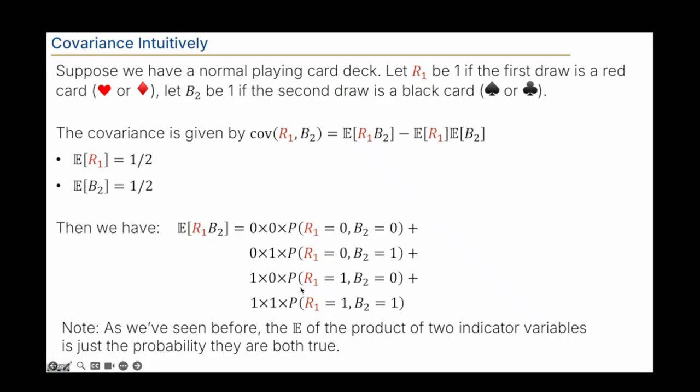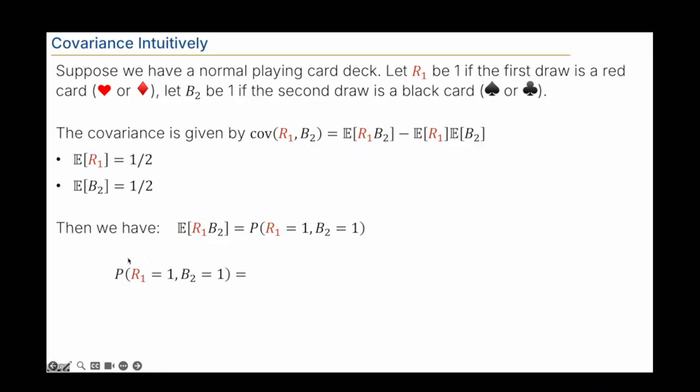And so the question is, what is the probability that R1 is 1 and B2 is 1? Okay, that's what we're left with. So what is that probability? Think about it for a second before I reveal the secret. So now we're thinking about it. It's a joint distribution. It's the probability that the first card we draw is red and that the second card we draw is black. Yeah, I think that's right, exactly.